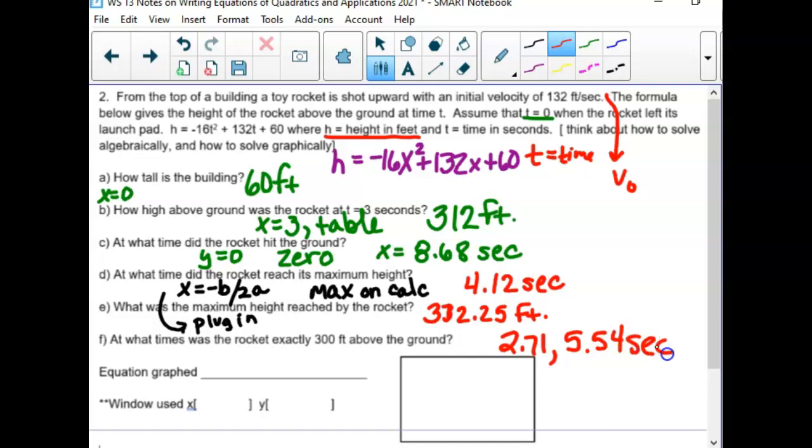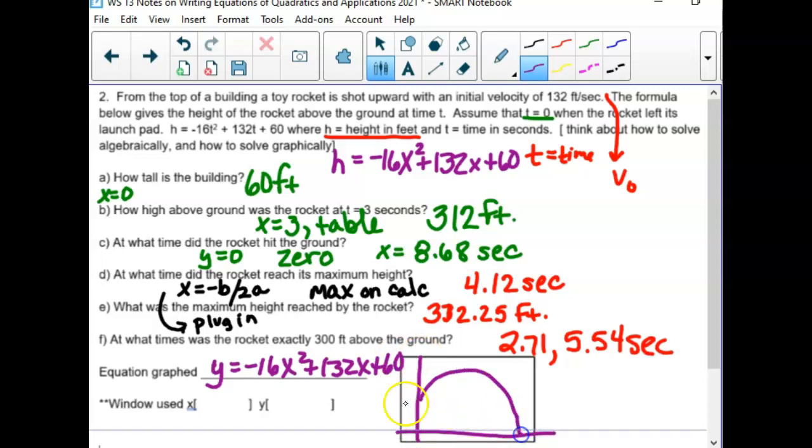Thank you. Okay, so at what times was the rocket exactly 300 feet above the ground? Those 2 times. All right, for some reason we should have written this in earlier, but we graphed y equals negative 16x squared plus 132x plus 60. My graph looked roughly like this. And the window I used, I remember it was 0 to 10. Was it 0 to 400 or like negative 10 to 400?